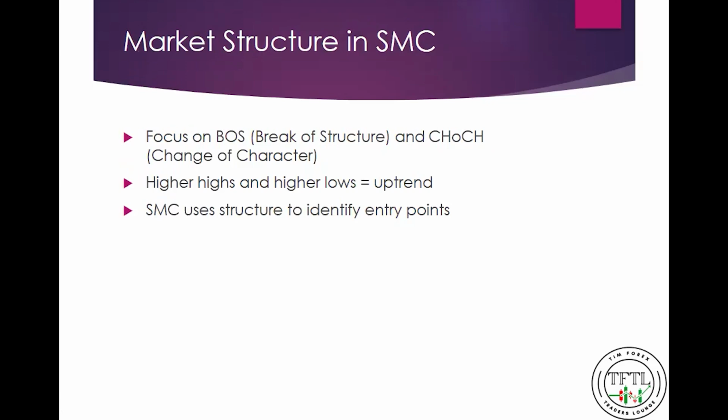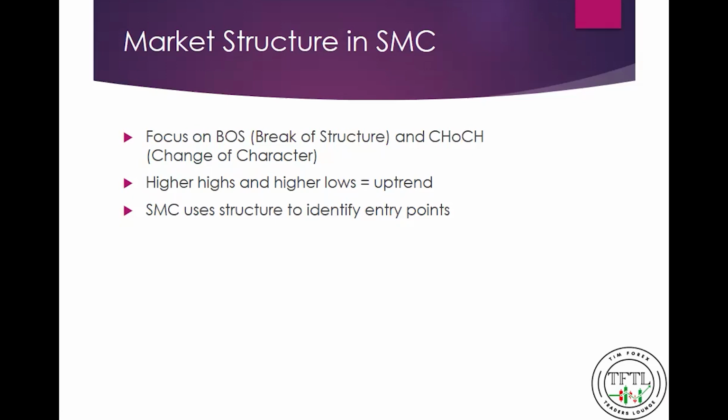So the first thing that you need to understand in the smart money concept is the market structure. This is where you want to identify when we have an uptrend market, a downtrend market, or an instance where the market is reversing from uptrend to downtrend or from downtrend to uptrend. When we have a series of higher highs and higher lows, that is an uptrend. And when we have a series of lower lows and lower highs, that's a downtrend. So the smart money concept uses structure to identify entry points.